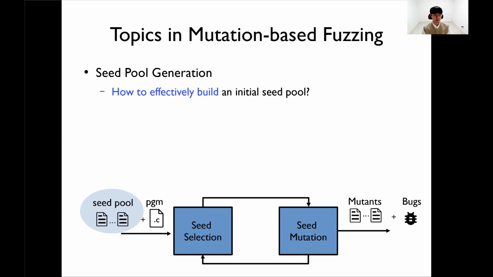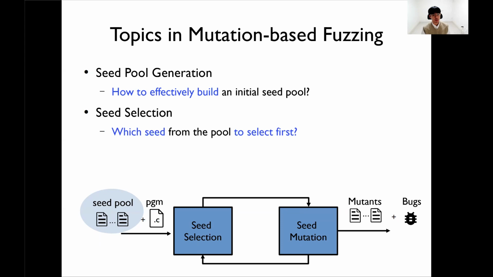Yes, the first topic is about automatically generating effective seed pools. As I already mentioned in these lectures, the key assumption of a mutation-based fuzzer is that it takes valid seeds or well-structured seeds as inputs. That is, the effectiveness of a mutation-based fuzzer heavily depends on the quality of the initial seed pool.